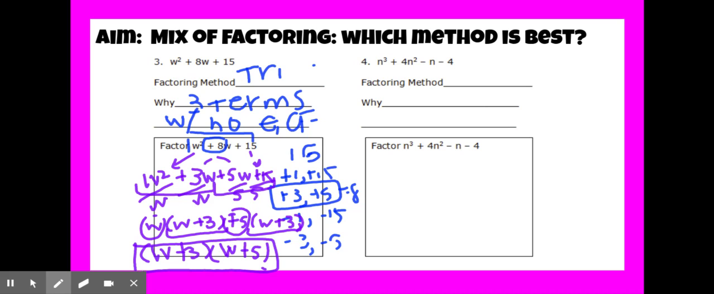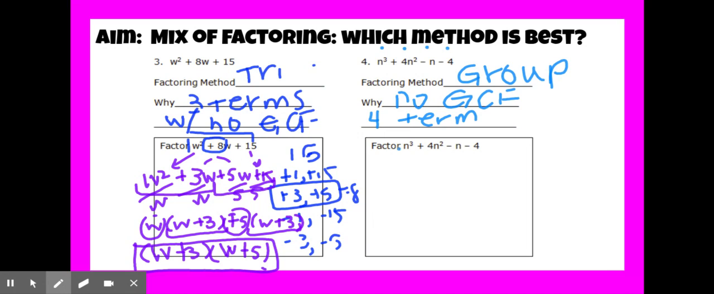And our last one is going to be this one. So again, you ask yourself, is there a GCF between all 4 terms? The answer is no, they don't all have an n. Is there a difference of two squares? No, just 2 of them, but that's not enough. There's 4 terms. So now we know we're going to be factoring this by grouping. And why? Because there's no GCF, and there are 4 terms.